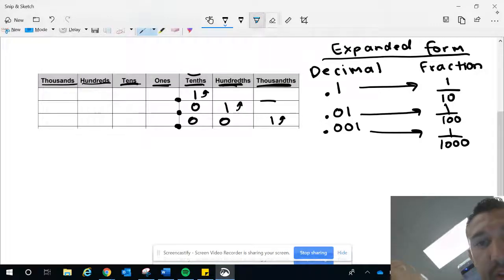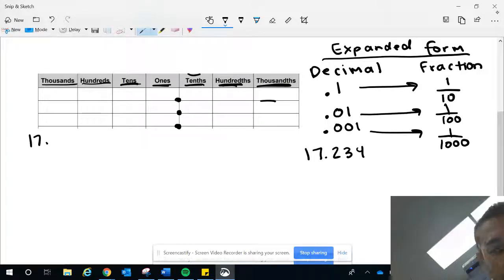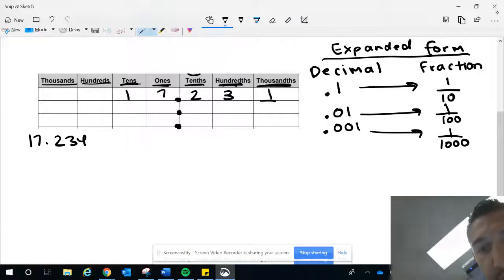All right. I'm going to erase this stuff over here. Let's start off small. Let's go 17 and 234 thousandths. Okay, I'm going to break up this number. Let me write this over here: 17.234. And let's put it in our place value chart: 1, 7, 2, 3, 4.